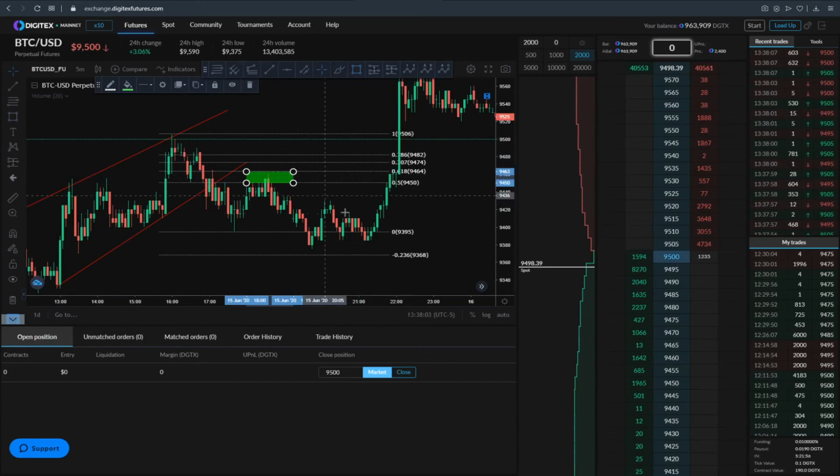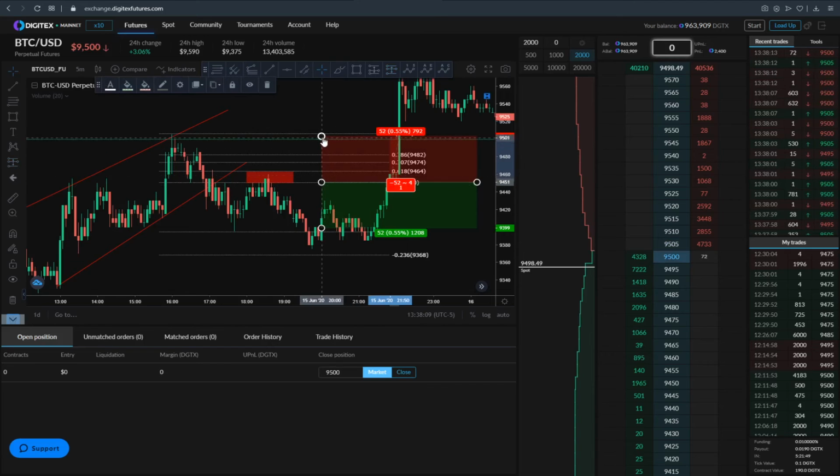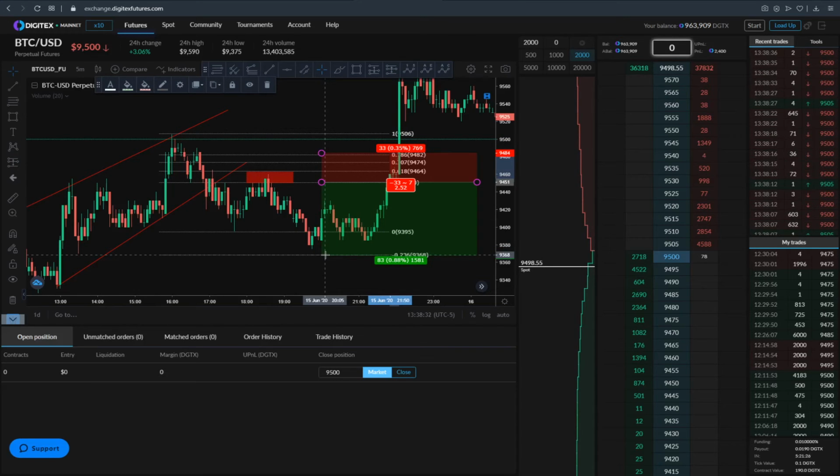I normally put my orders at the 0.5. And so in this case, you would have gotten filled right here. Your stop's above the 0.786, and we don't quite meet target at the negative 0.236. And so this is just how trading goes.